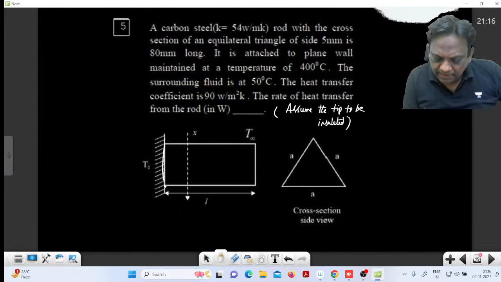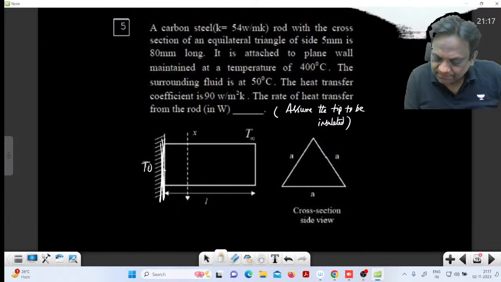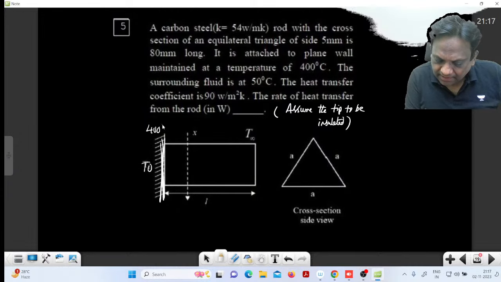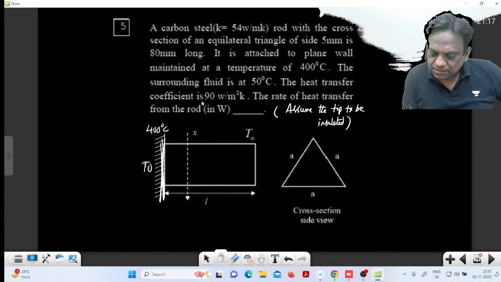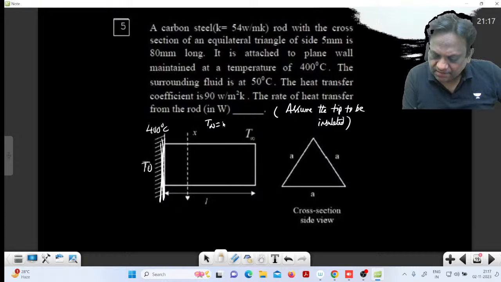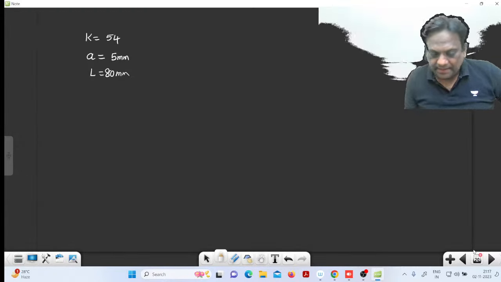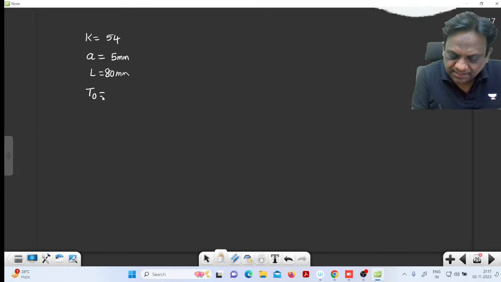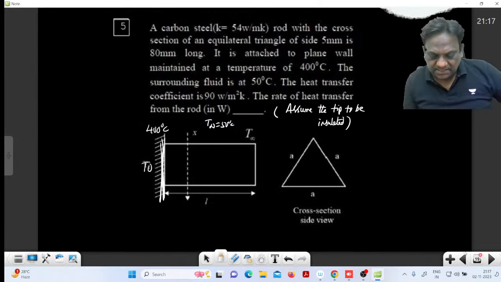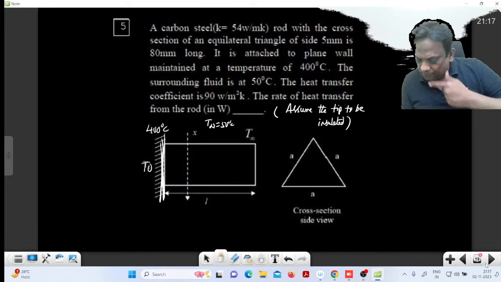And this wall, what do we call it? Base temperature. The base is maintained at 400 degrees centigrade, and the surrounding fluid, the ambient, is at 50 degrees centigrade. The heat transfer coefficient is, let me write here. The base temperature is 400, right? 400.